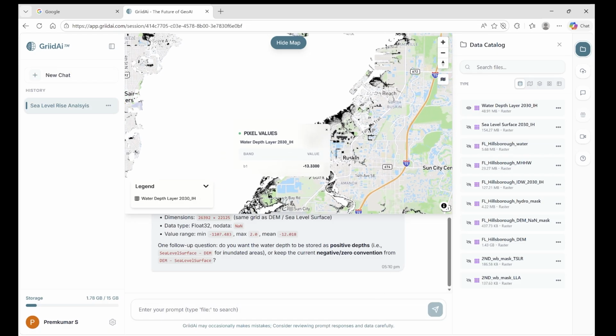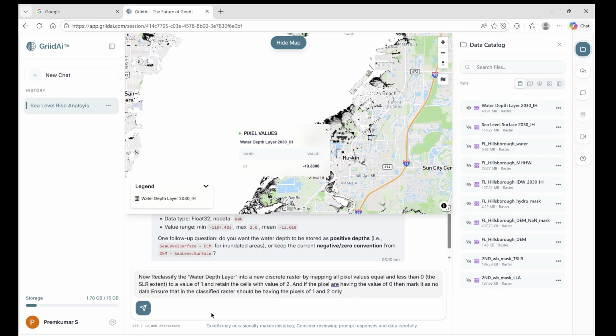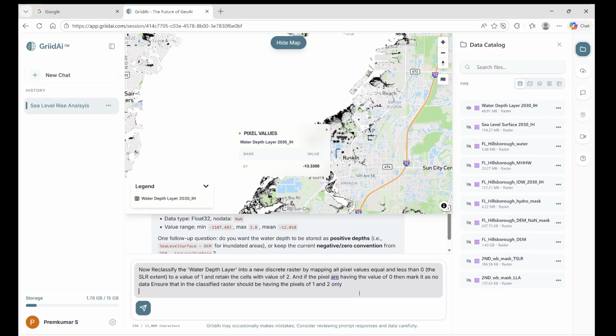Now the next objective is to classify all these data sets into 2 to 3 categories. So in order to do that, the objective is to create two distinct values in this raster, that is pixels with the value of 1 and pixels with the value of 2. So the 2 is already being generated. Now the pixels with the value of 1 we need to generate, that is basically the areas that are inundated in the land areas. So let us initiate that operation.